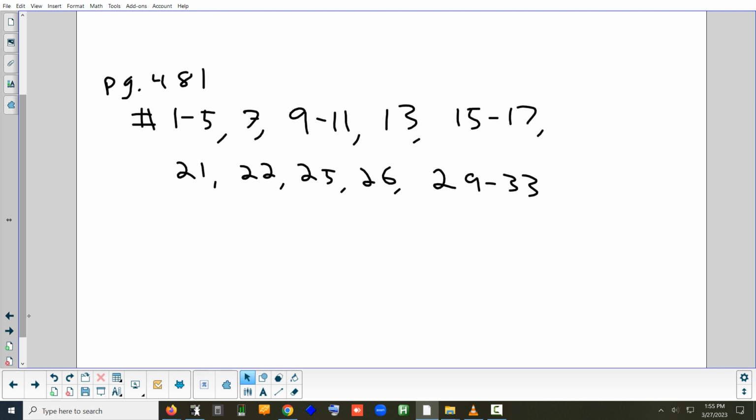Any problem in the homework that says to sketch without a calculator, you don't have to do any sketches without it, because you're going to be able to use a calculator for everything on the test. I guess I must have changed it, 1 through 5, 7, 9. I guess it's just 1 through 17. I think I had taken out 13 and I added it back in. So it's really just 1 through 17.